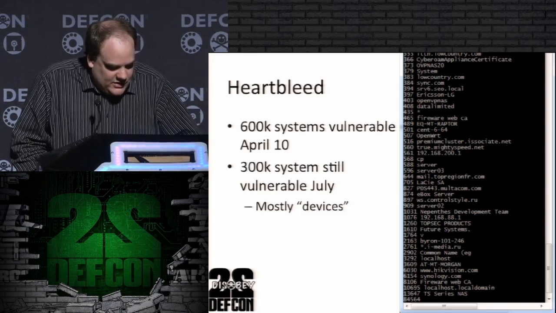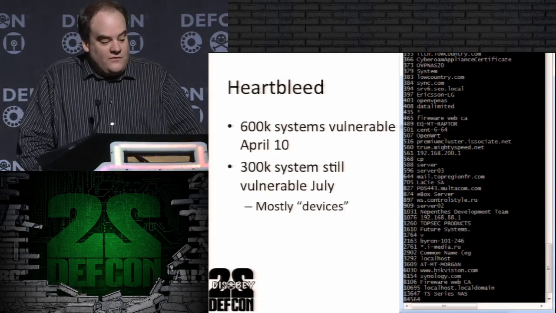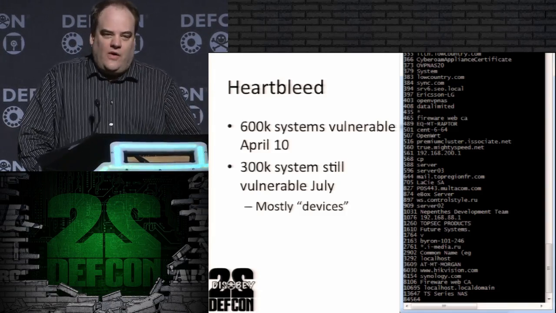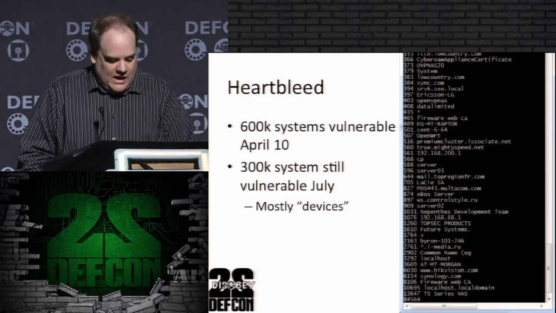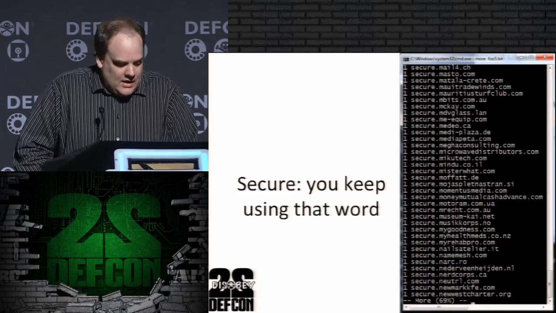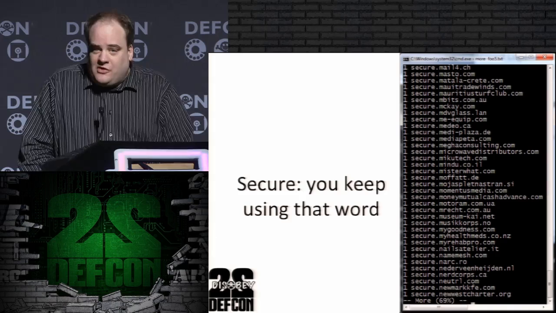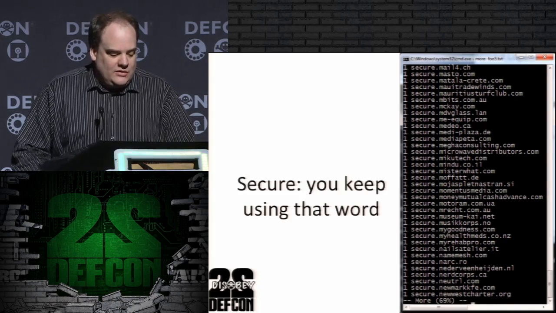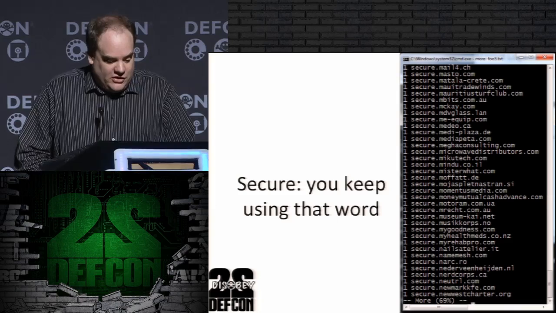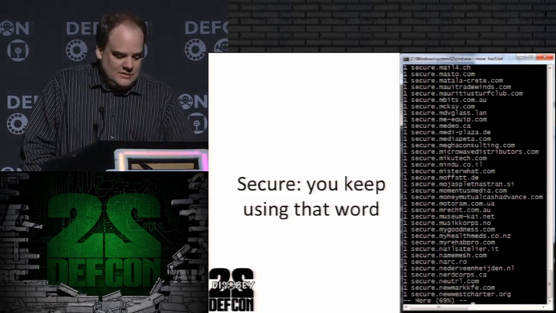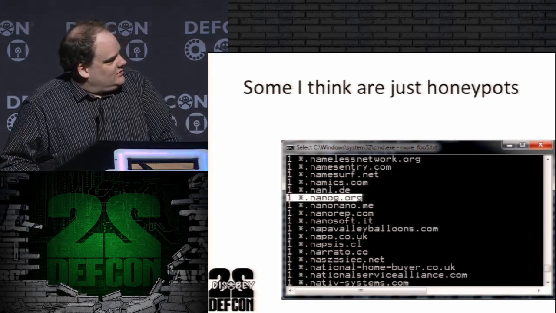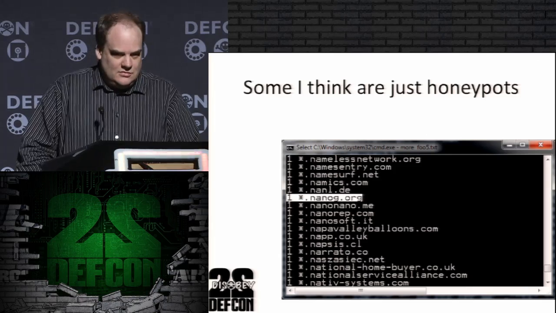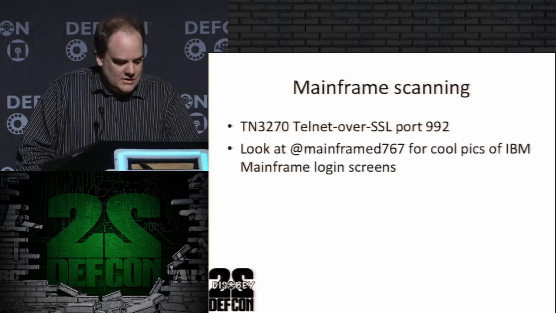There's also a Synology box. There's a Hikvision, which is cameras. So there's all these devices out there that are vulnerable that you would never find if you come in via the DNS name, that you'd only find by scanning the IP addresses. But there are some websites that are vulnerable, like one long list that starts with secure dot some domain. Some I think are honeypots, like Nanog, which is the North American Network Operators Group.